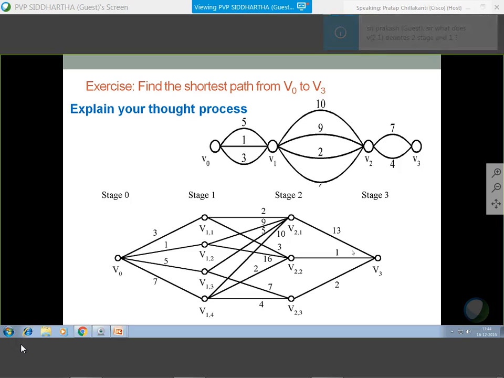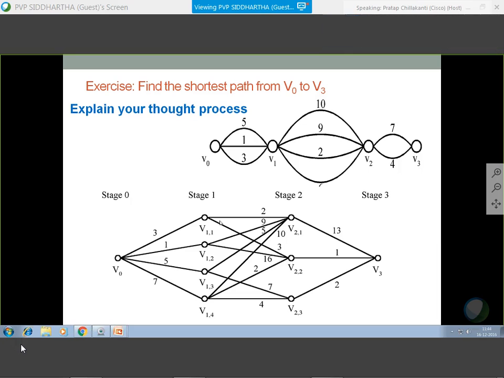Yeah. So somebody asked a question, sir, what does V2.1 denote? Stage 2, first node. Stage 2, second node. Stage 3, third node. In that particular stage, think of it as columns, right? Column and row. Think of it as a matrix, right? So V21, V22, V23.